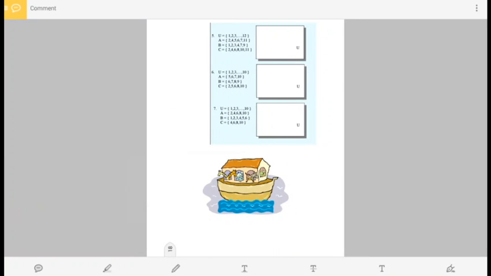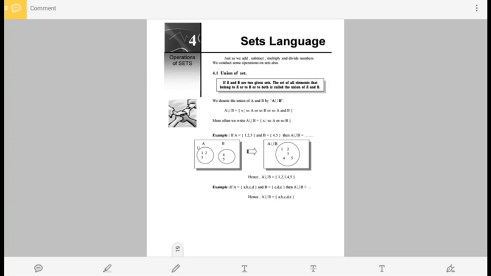Now we're done with the universal set. That's it. It's too short.